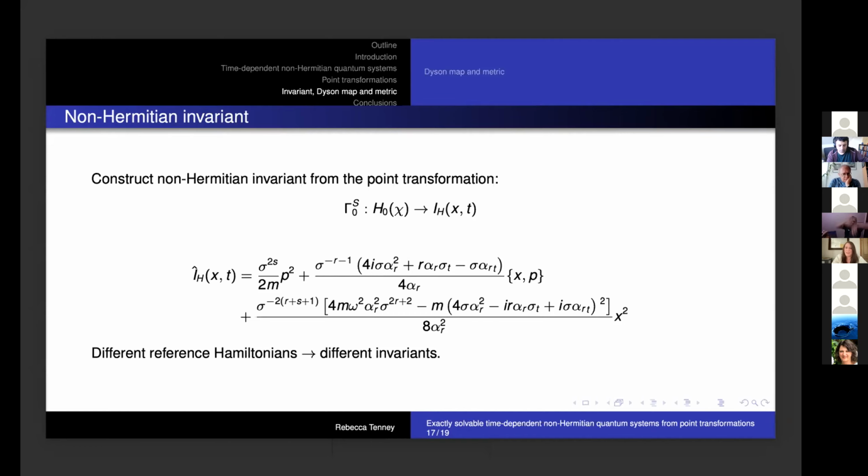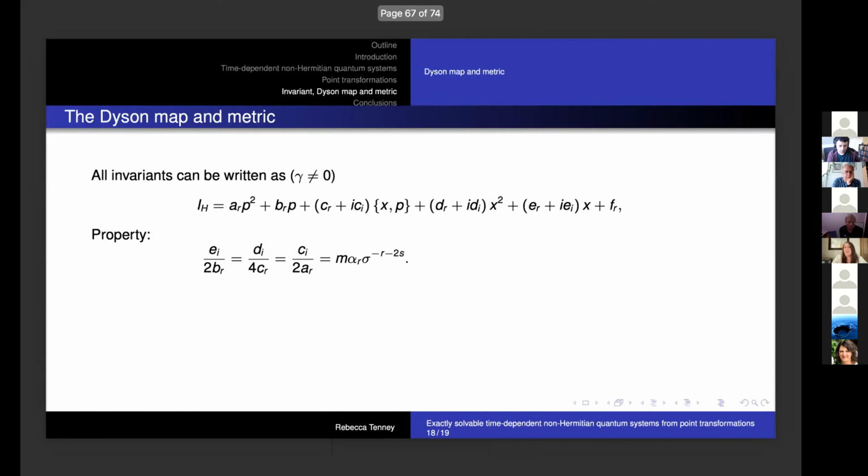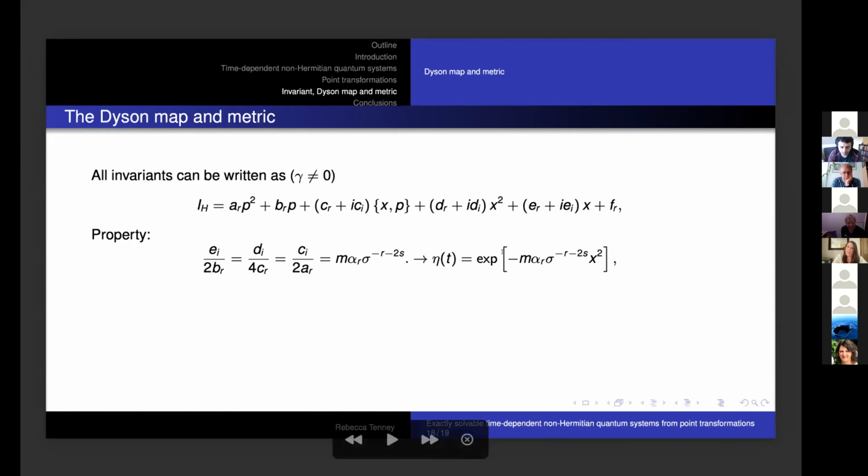Moving on from here, we now need to complete step 4. That is, determine the Dyson map for the time-dependent Swanson model. We noticed that all of the invariants for all of the different reference Hamiltonians we considered could all be written in this form, where AR, BR, CR, CI, and so on are just real time-dependent functions, and that all the invariants satisfied this property here. So there were ratios of the time-dependent functions, which were all equal to this. This made it very straightforward to identify a Dyson map as being an exponential of a time-dependent function multiplied by x squared.